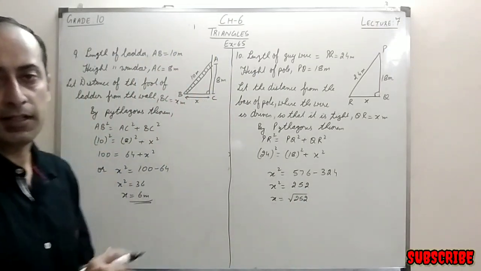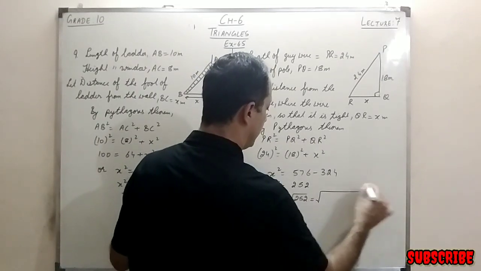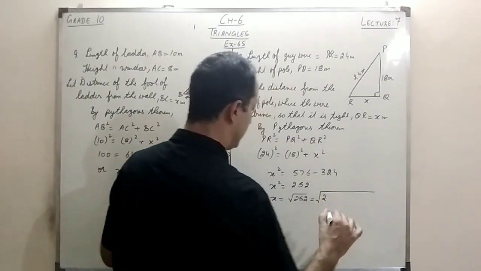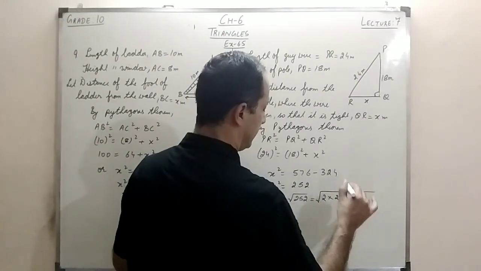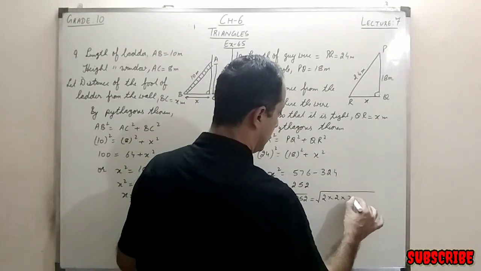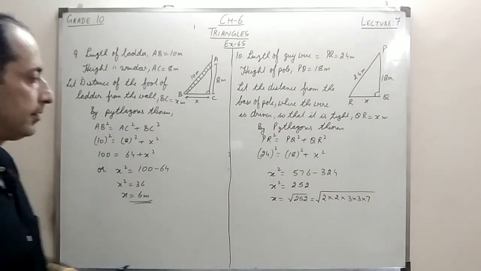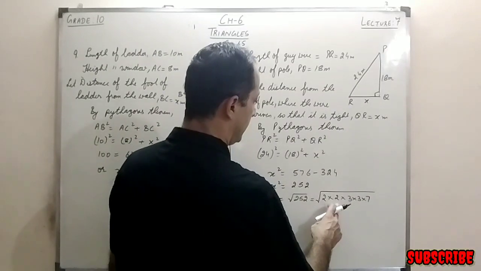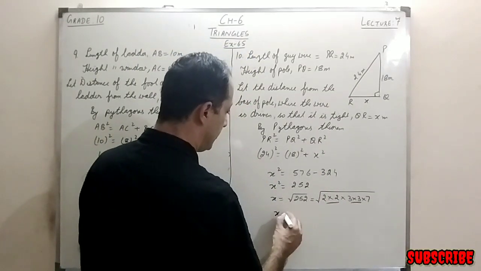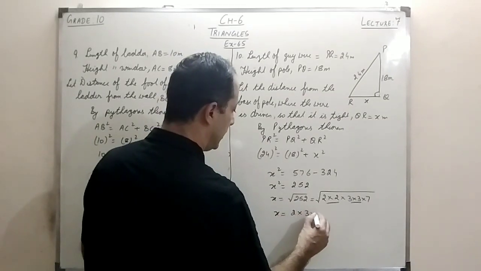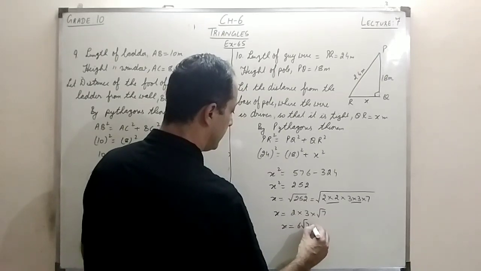Now we can find the factors of this 252. Let's find the prime factors. We can write this as 2 into 126, again 2 and we have 63. So these are the prime factors. We can just take out one pair from each. So this is 2 into 3 into root 7. So we have the answer as 6 root 7 meters.